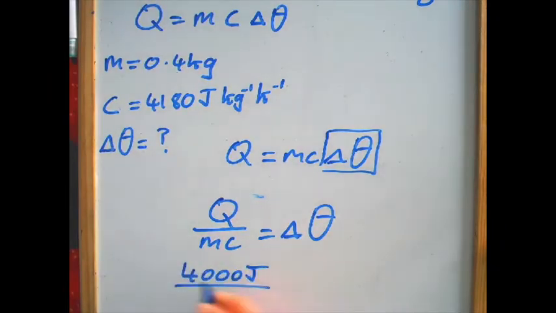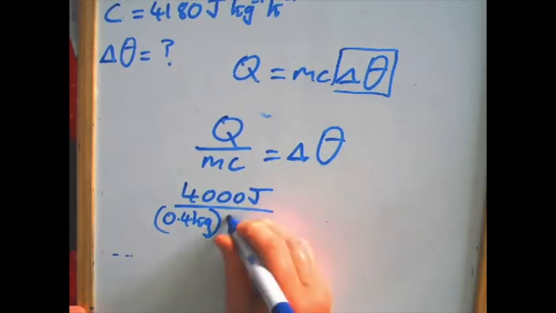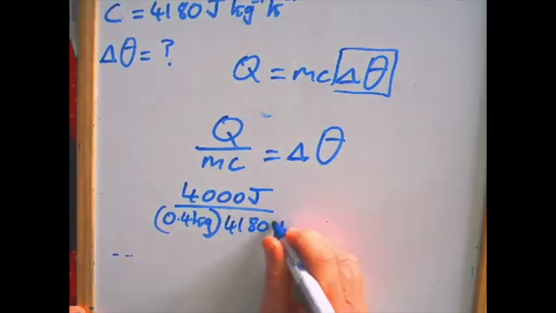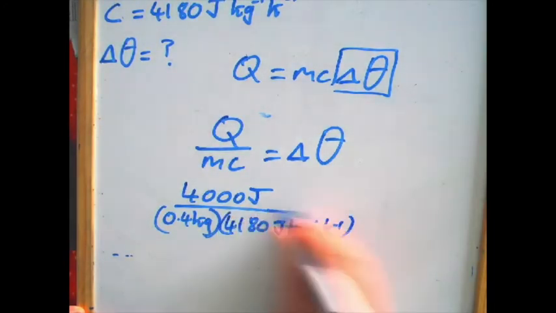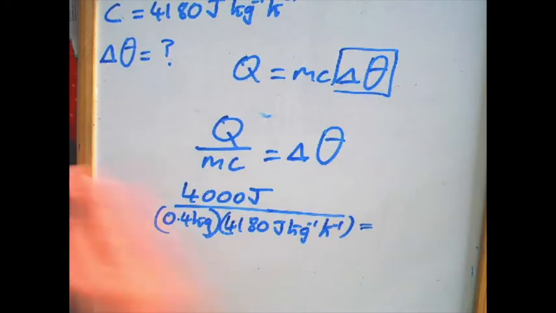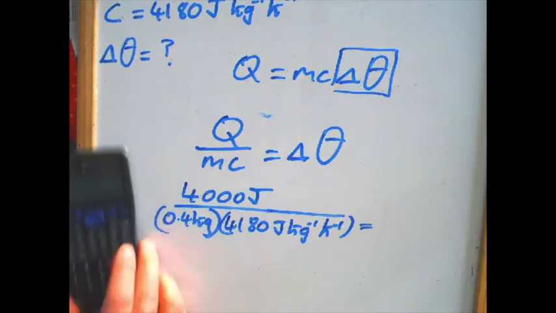So for energy, we were told it was 4,000 joules. The mass of water is 0.4 kg. And the heat capacity of water, oops, sorry, I've gone off the screen there a little bit. The heat capacity of water is 4,180 joules per kilo per Kelvin. So, times them out.